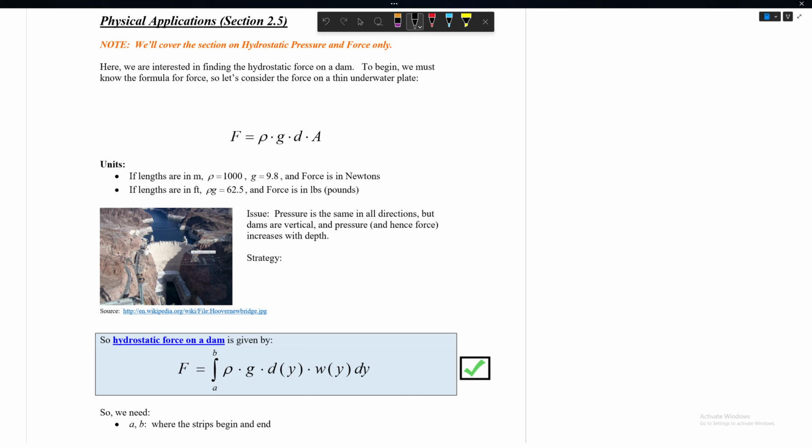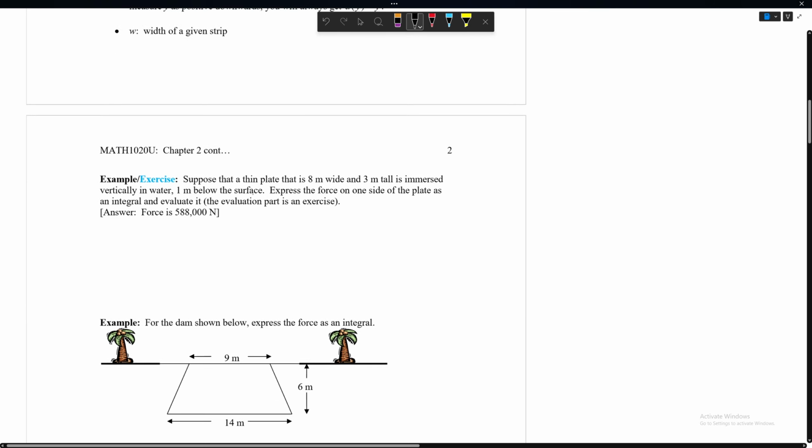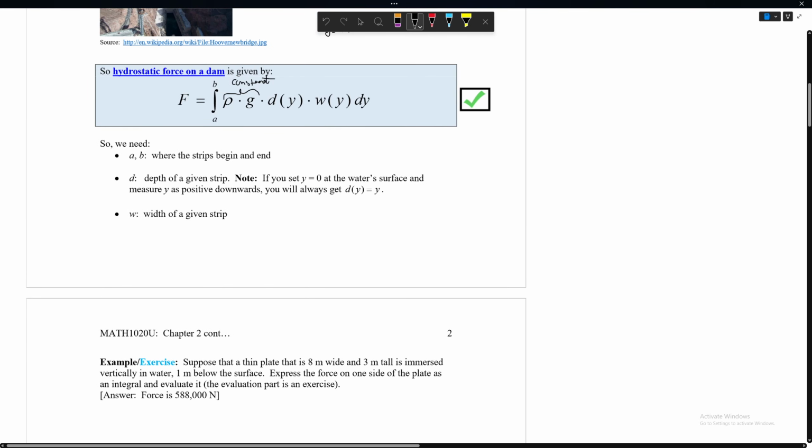The couple things you want to know is our p and g. For this equation, our p and g are constants. That is because our g equals 9.8, which is gravity, in meters per second squared, if you're familiar with physics. And our p, if the length is in meters, is 1,000, and if it's in feet, then p times g is 62.5. Now that we just went quickly over that, we just have constants.